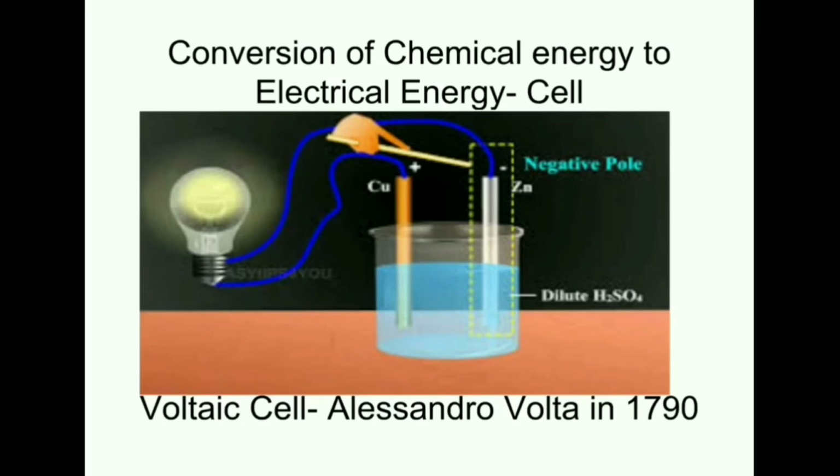So, he set up an experiment. He dipped a zinc rod and a copper rod in the dilute sulfuric acid. So, when the arrangement was connected to a bulb, he observed that the bulb starts glowing. Therefore, he came to this conclusion that there were chemical reactions taking place in the system and they produce electric energy from all the chemical energy available in the setup.